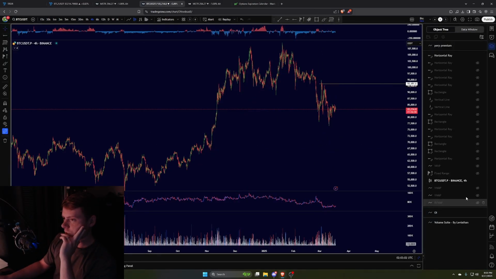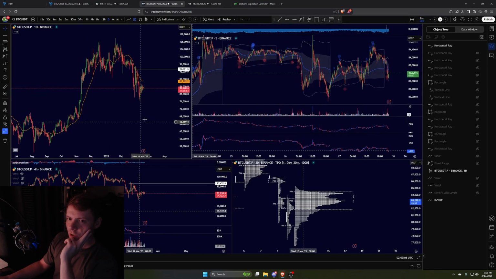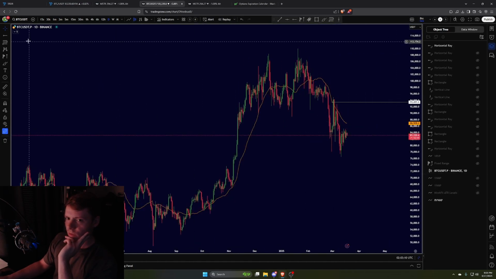The main ones I use are going to be these VWAPs here. So if you have any questions, let me know, but that's kind of how I use these longer term VWAPs in my trading.